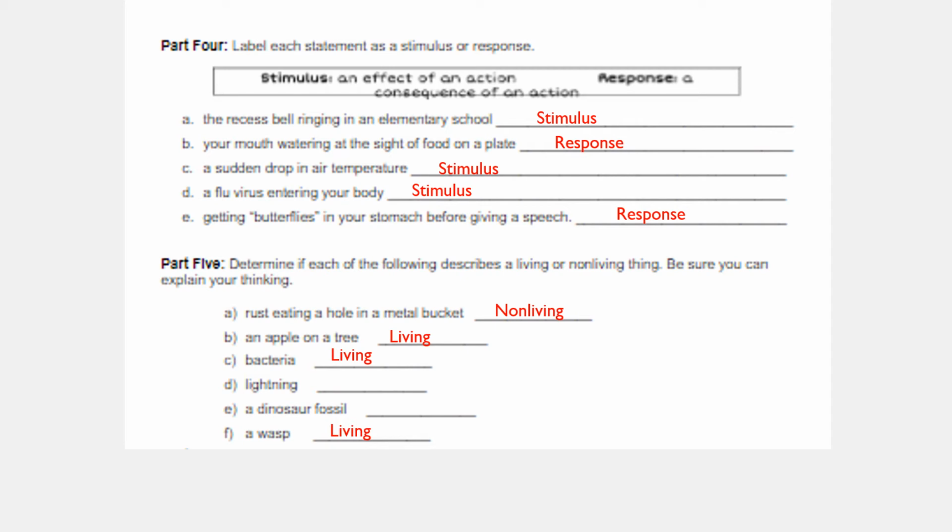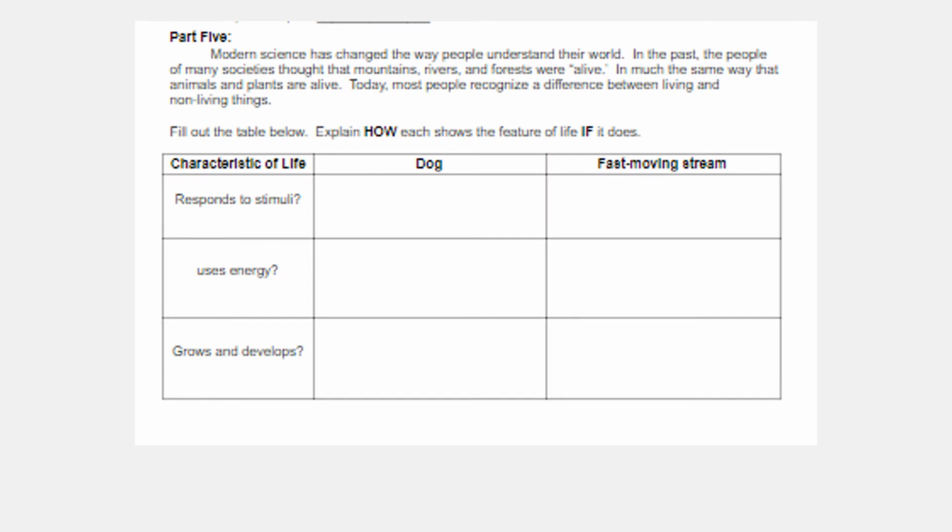Okay, or does it have baby lightnings? No, it's non-living. And then a dinosaur fossil, again, is non-living. It used to be living, but it's not living at this point. All right, part 5. This one's kind of tricky because they've picked something that tends to trip 7th graders up.